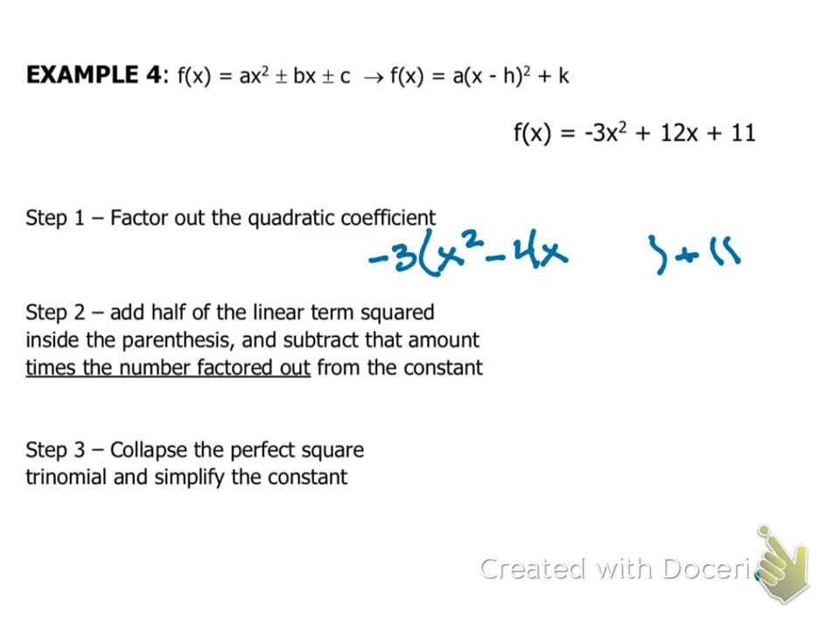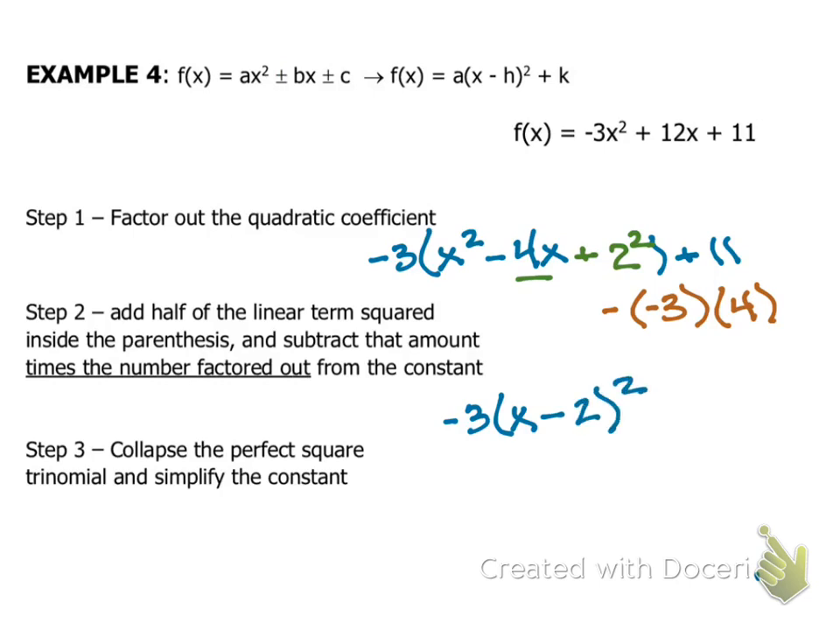Next, we add half of the linear term squared. The linear term is 4 here, or linear coefficient rather. So plus 2 squared. But then over here on the outside, it's going to be minus the negative 3, which is the coefficient we're multiplying by, and the 2 squared, which is 4. So putting all that together, negative 3, x minus 2 squared. And then I have a positive 11 minus a negative 12, so plus 23. There you go.